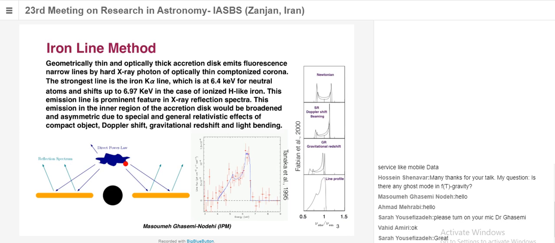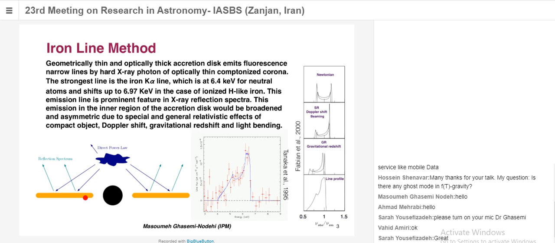What is the iron line method? A geometrically thin and optically thick accretion disk emits a fluorescence narrow line when hit by hard X-ray photons from the corona. The strongest line is the iron K-alpha line, which is at 6.4 keV for neutral atoms. This emission line is a prominent feature in X-ray reflection spectra.